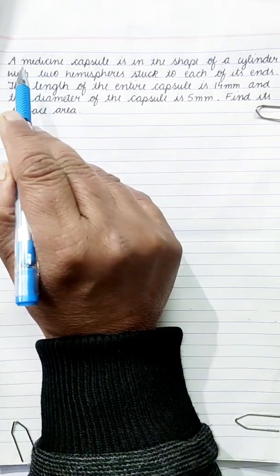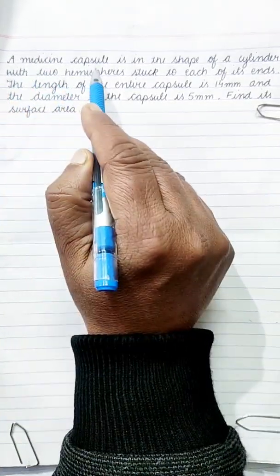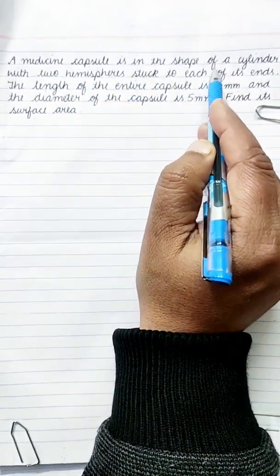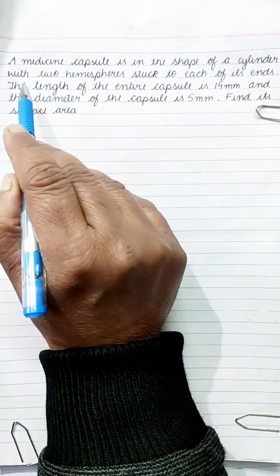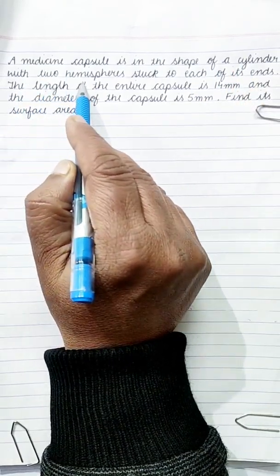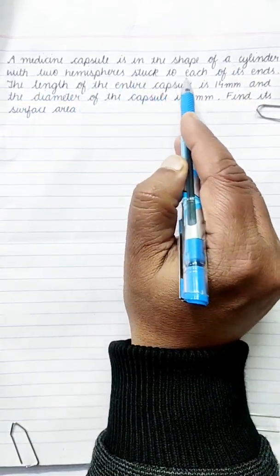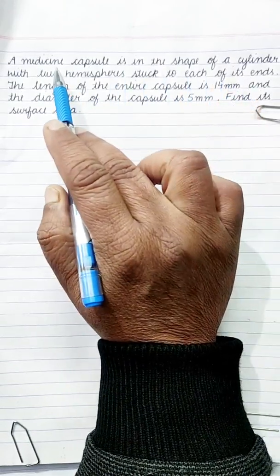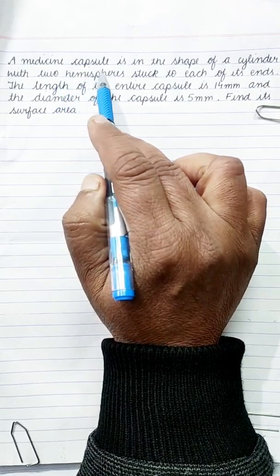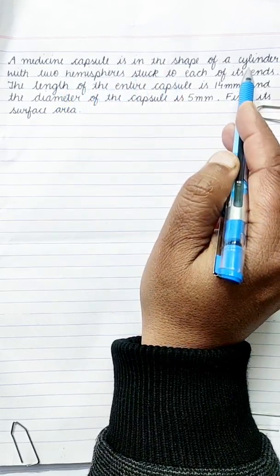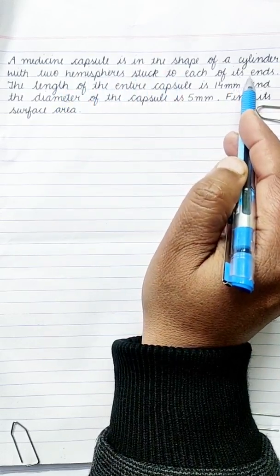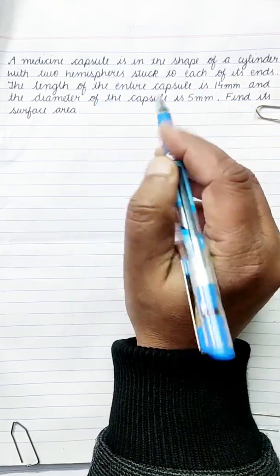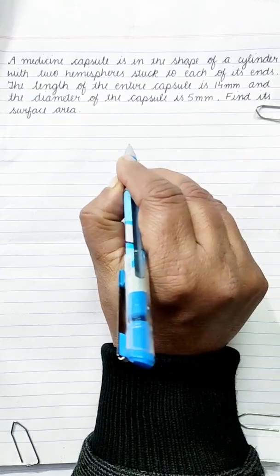Now the question is, a medicine capsule is in the shape of a cylinder with two hemispheres stuck to each of its ends. एक मेडिसिन कैप्सूल है, इसकी शेप सिलेंडर है और इसके एंड्स पर, दोनों एंड पर एक एक हेमिस्फीयर है, एक लेफ्ट में और एक राइट में. सी द फिगर.